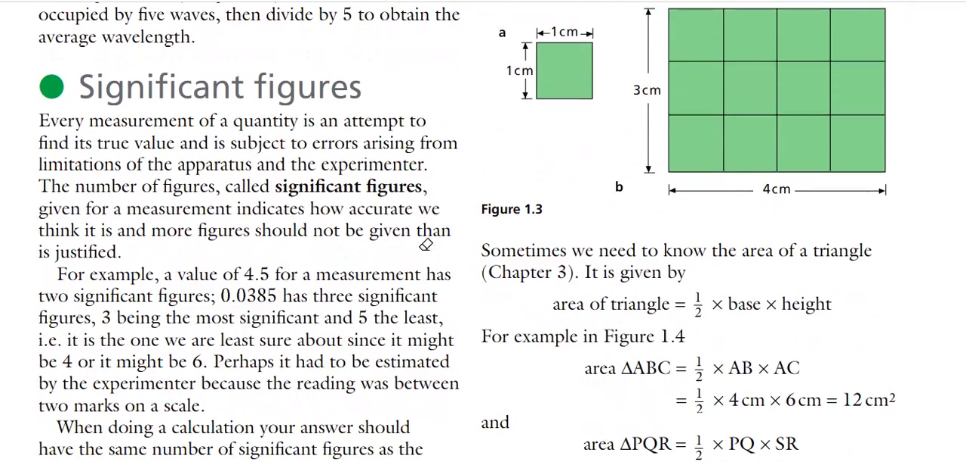Now there's significant figures. It's every measure of a quantity. It's basically how you write numbers. Significant figures is basically how many numbers there are. You see, there's one number, two numbers. So there's two numbers. That means there's two significant figures here.